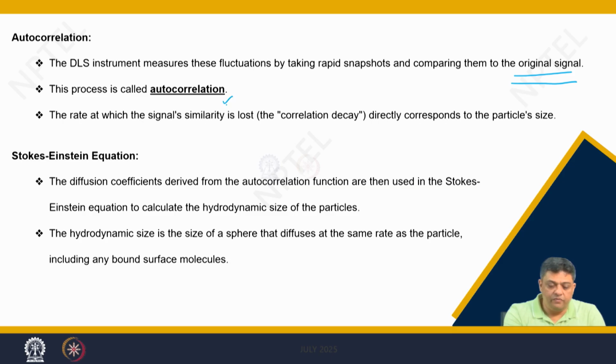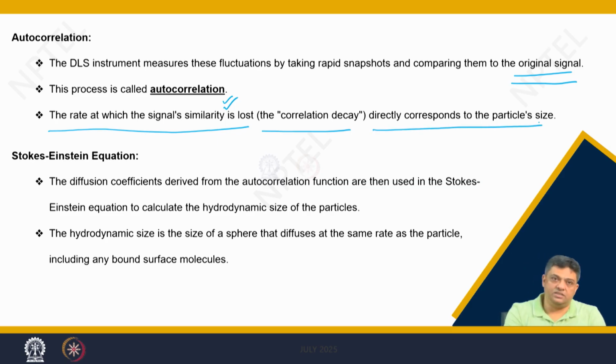So, you have a comparison and that gives you an autocorrelation. The rate at which the signal similarity is lost, that is the correlation decay, directly corresponds to the particle size. So, it is as simple as this. Now, the diffusion coefficient derived from the autocorrelation function is then used in the Stokes-Einstein equation, and you can calculate the hydrodynamic size of the particles.